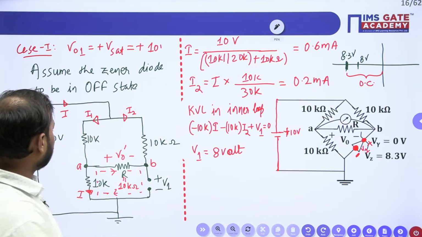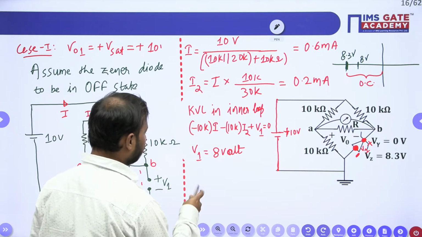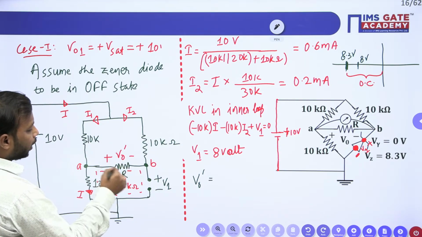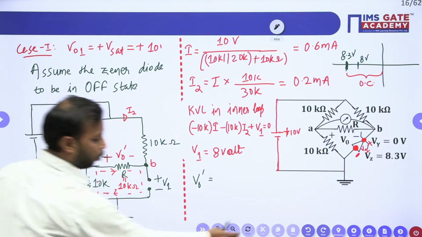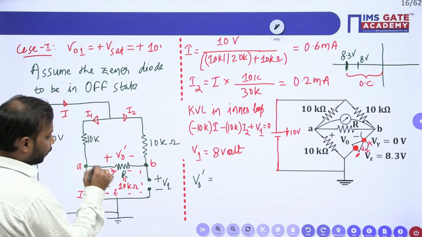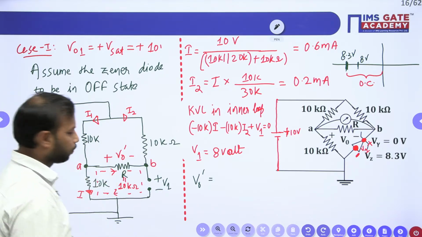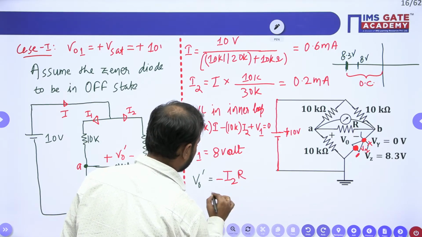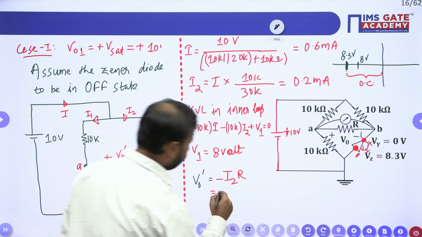Now let us find the V naught dash, because our task is to find the voltage waveform across this resistor. So what is V naught dash? See here. This V naught dash is R into I2, but the current direction is opposite to the direction which is given in the question. The plus will come here if the current direction is in this manner, but this I2 current is opposite to the assumption direction. So this V naught dash will be equal to minus I2 into R. What is I2? I2 is 0.2, and what is R? 10. So this is equal to minus 2 volt.